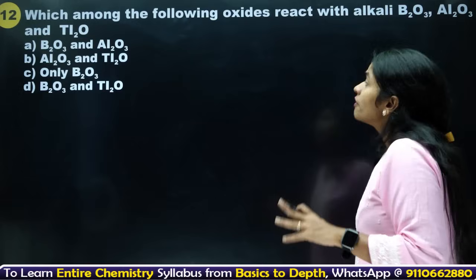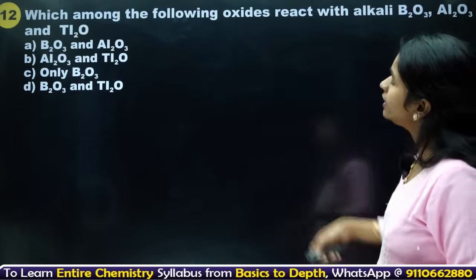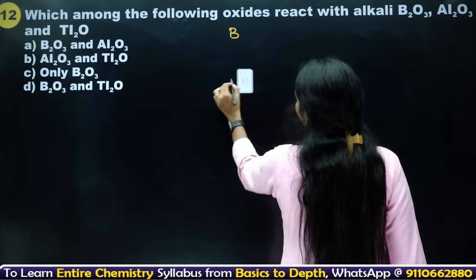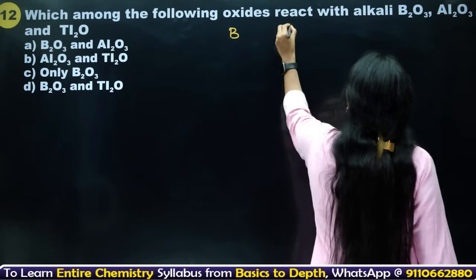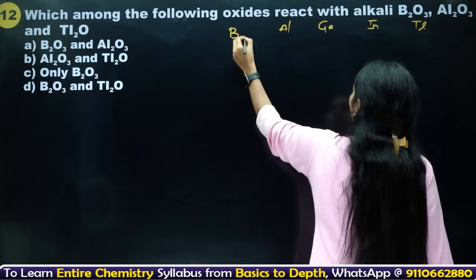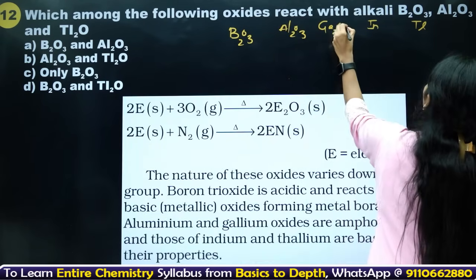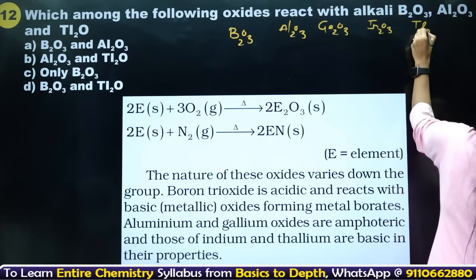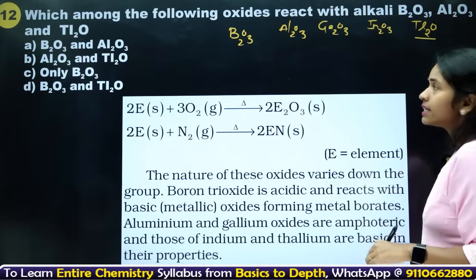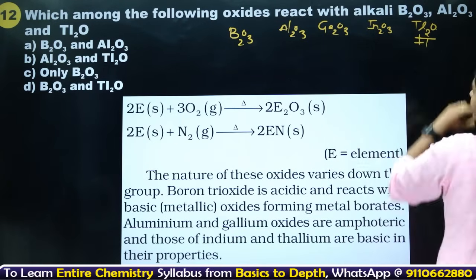Which among the following oxides reacts with alkali: B2O3, Al2O3 and Tl2O3? Here is one point I want to tell you. See the screen, students. Boron, aluminium, gallium, indium, thallium. Their oxides are B2O3, Al2O3, Ga2O3, In2O3, and Tl2O. Tl2O3 with +3 is not stable, that's why we write Tl2O. It is stable in +1, that's why we write Tl2O.